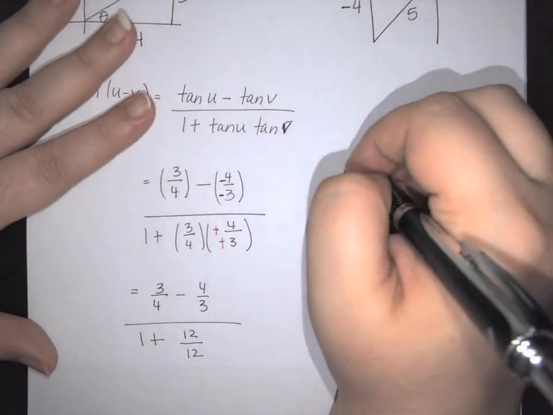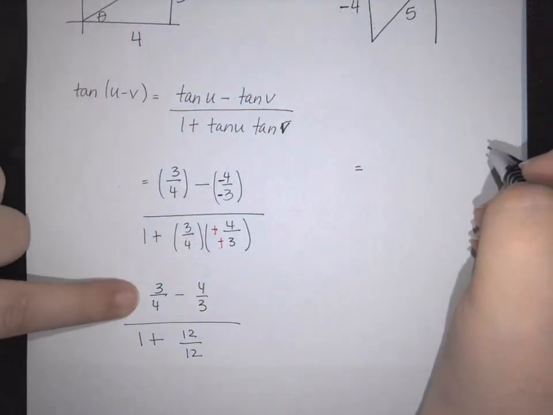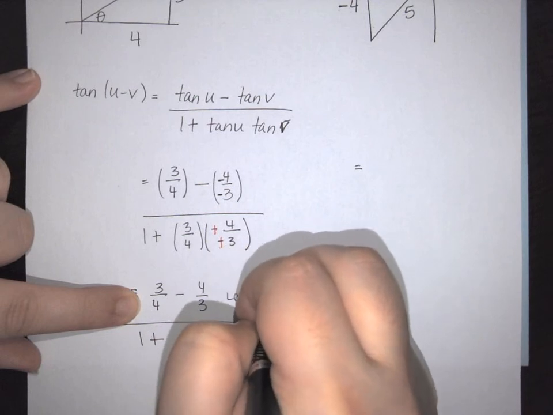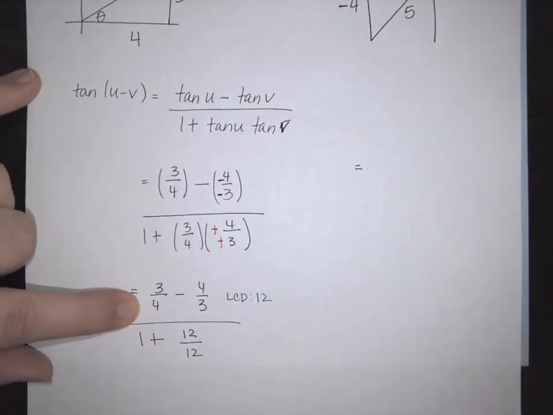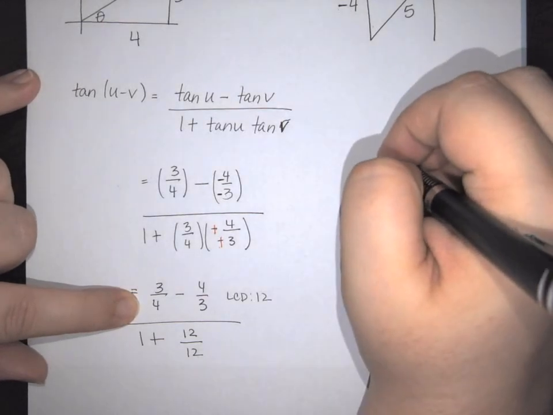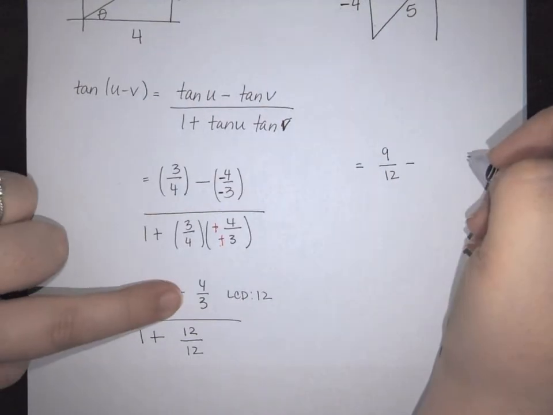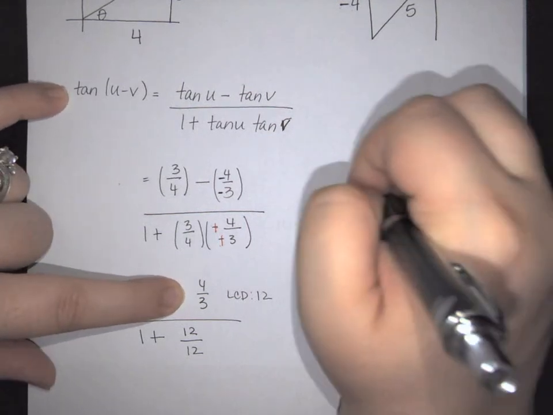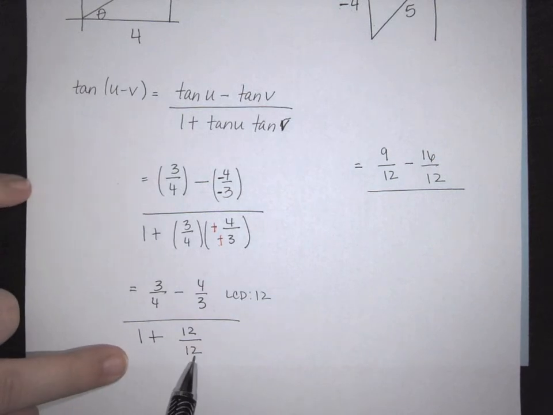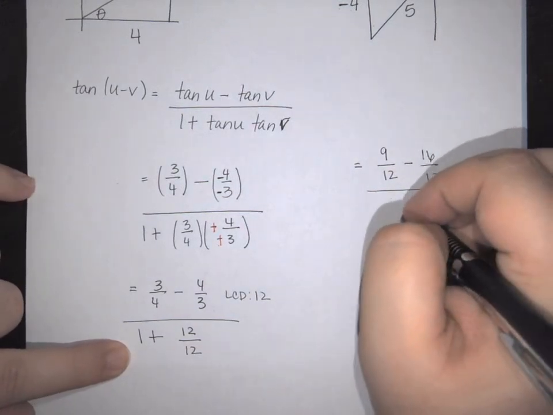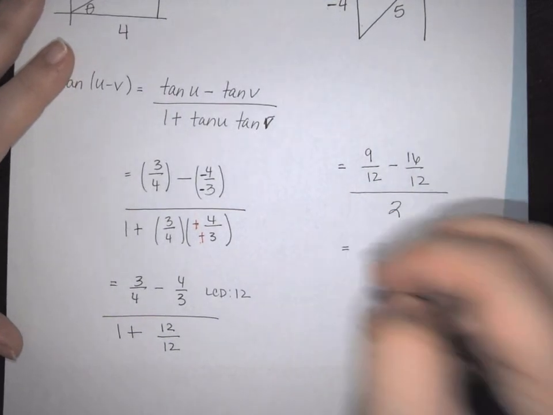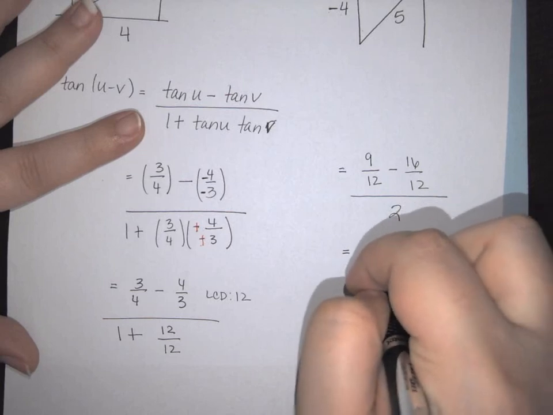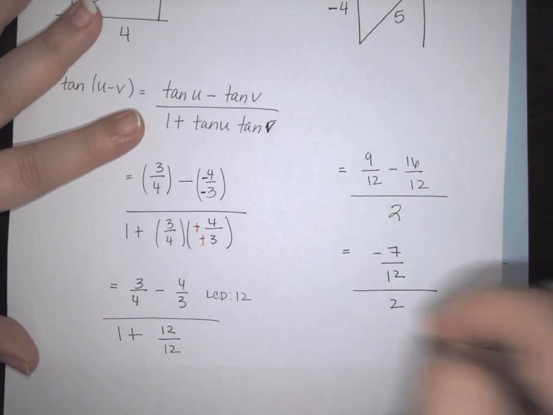If we continue to simplify, we have 3/4, so here we would use that the LCD is 12. For my first fraction, to make a 12, you multiply by 3, so this becomes 9 over 12, minus, for my second, we multiply by 4, which is 16 over 12. On the bottom, we know 12 over 12 is 1, so 1 plus 1 is 2. So here we've got 9 minus 16, which gives me negative 7 over 12, and the whole thing is over 2.